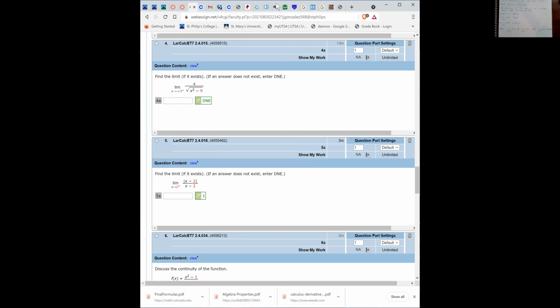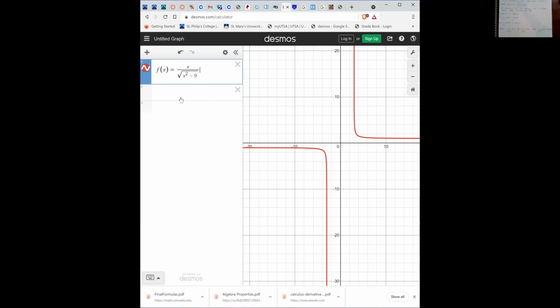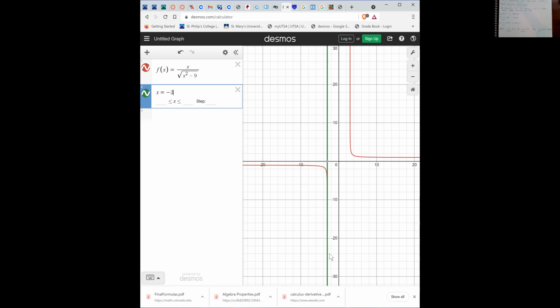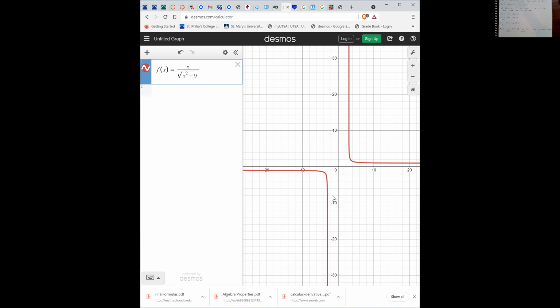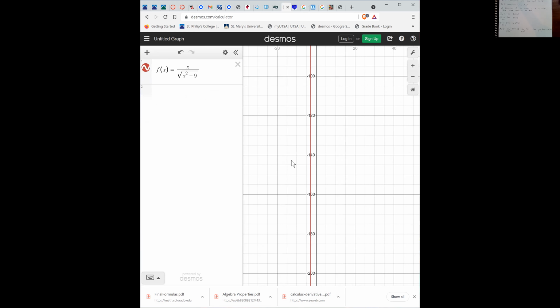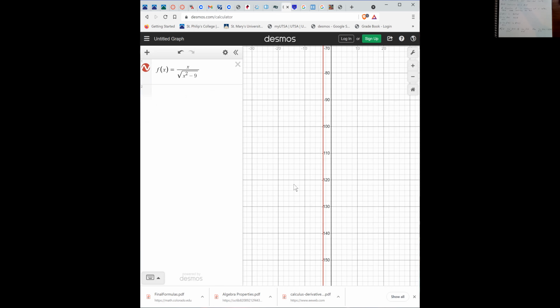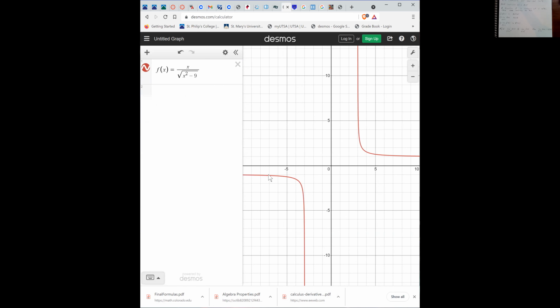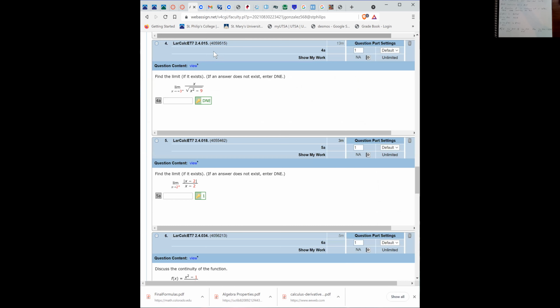From the left side, so -3 from the left. So x equals -3. So there it is. So as I approach it from the left side, it shoots down forever, right? So it's actually an infinite limit, which we'll talk about in the next section, I think. So you'll say it does not exist in this case. It just goes down forever. Okay.